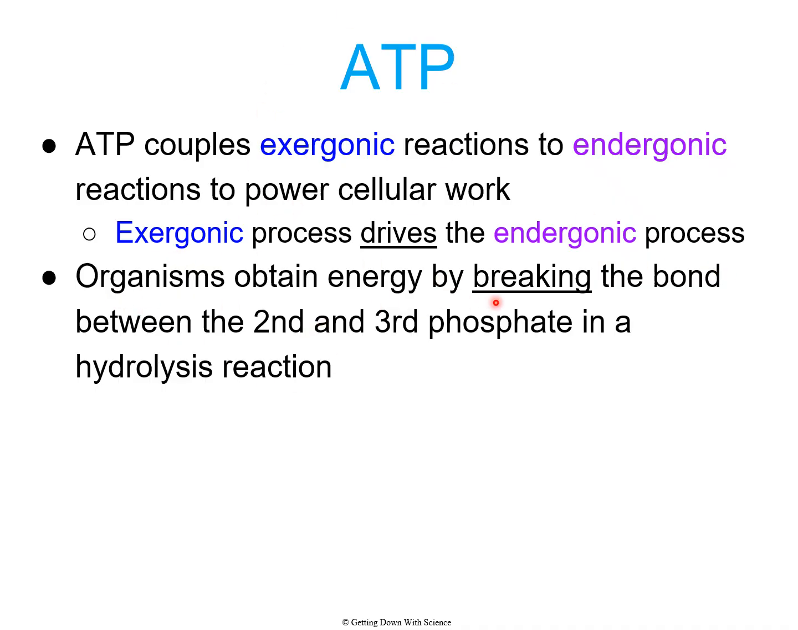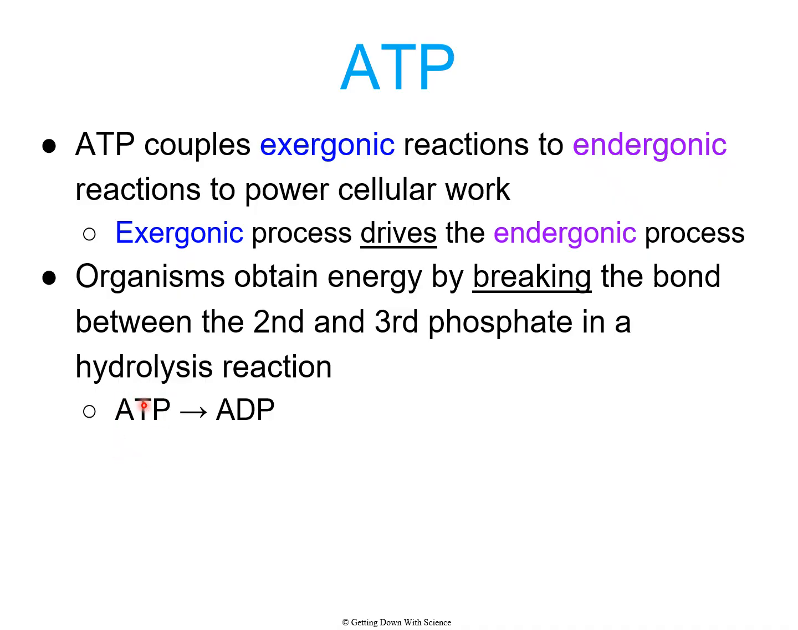Organisms obtain energy by breaking the bond between phosphate 2 and 3 in a reaction called hydrolysis. And we know what hydrolysis is: it requires water to break those bonds. So we're going to have hydrogen bonds being formed as opposed to whatever other bonds these molecules had. Whenever hydrolysis occurs, ATP is broken down to ADP. And remember, ATP is adenosine triphosphate, which tells us that there are three phosphate groups attached.